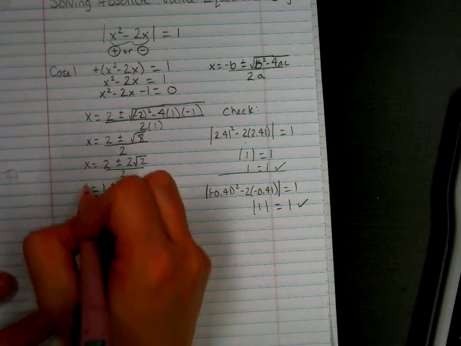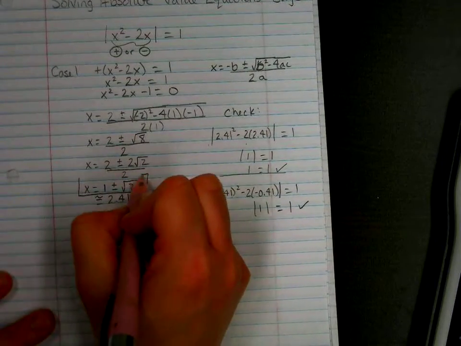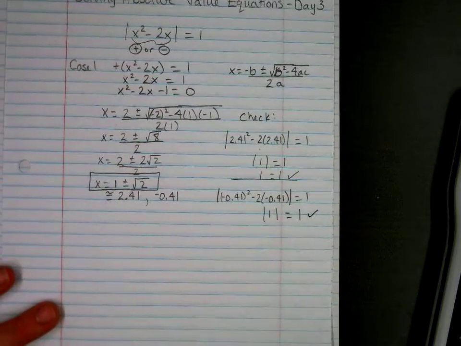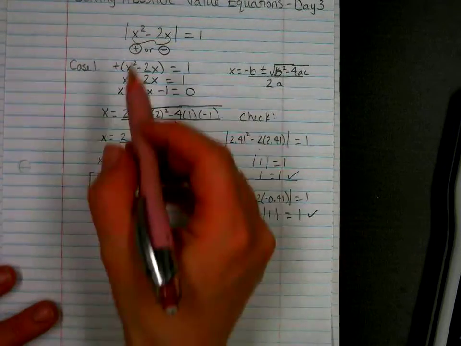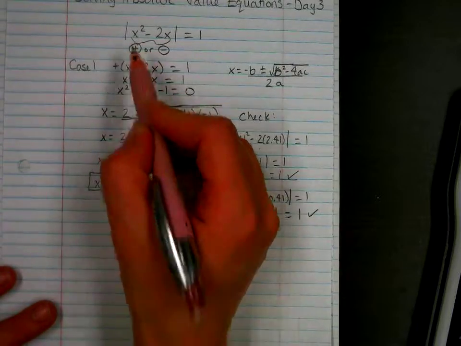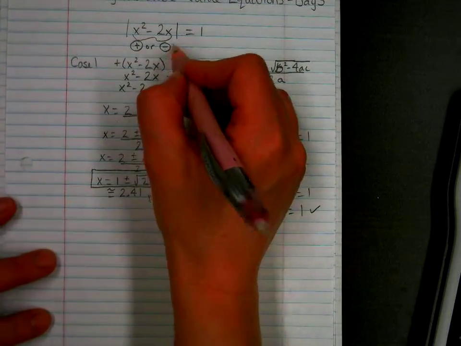So both of these values check out. I'm going to go back here and box off, highlight both of those answers. All right, so that is just the case when it's positive. So now we need to do a second case when this is negative.